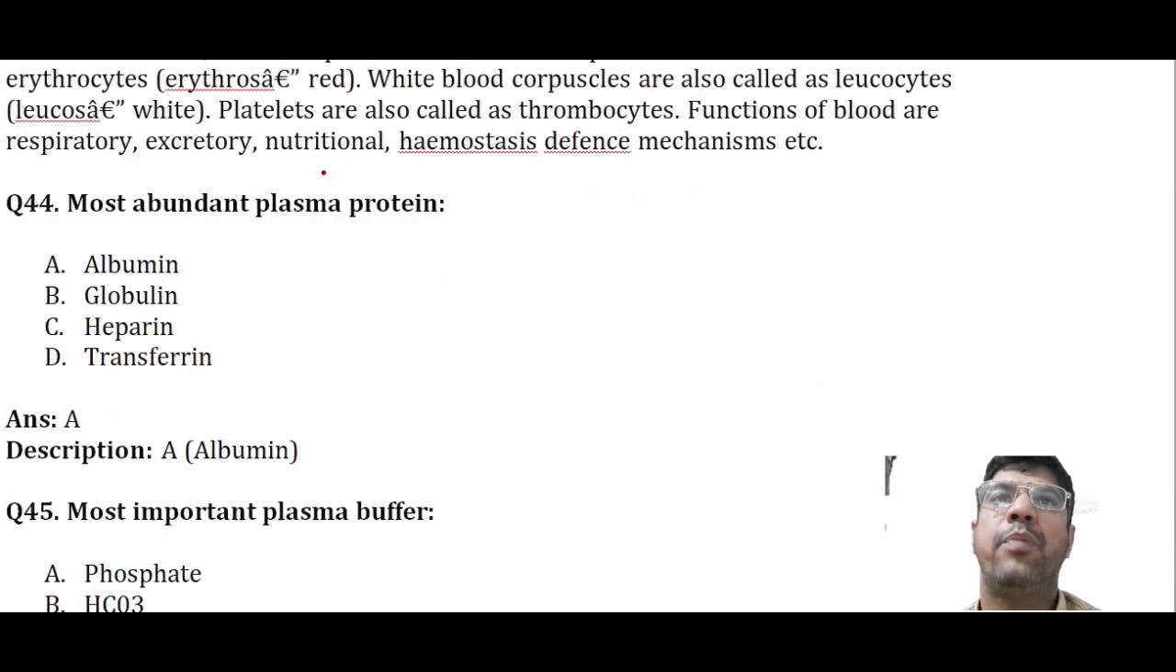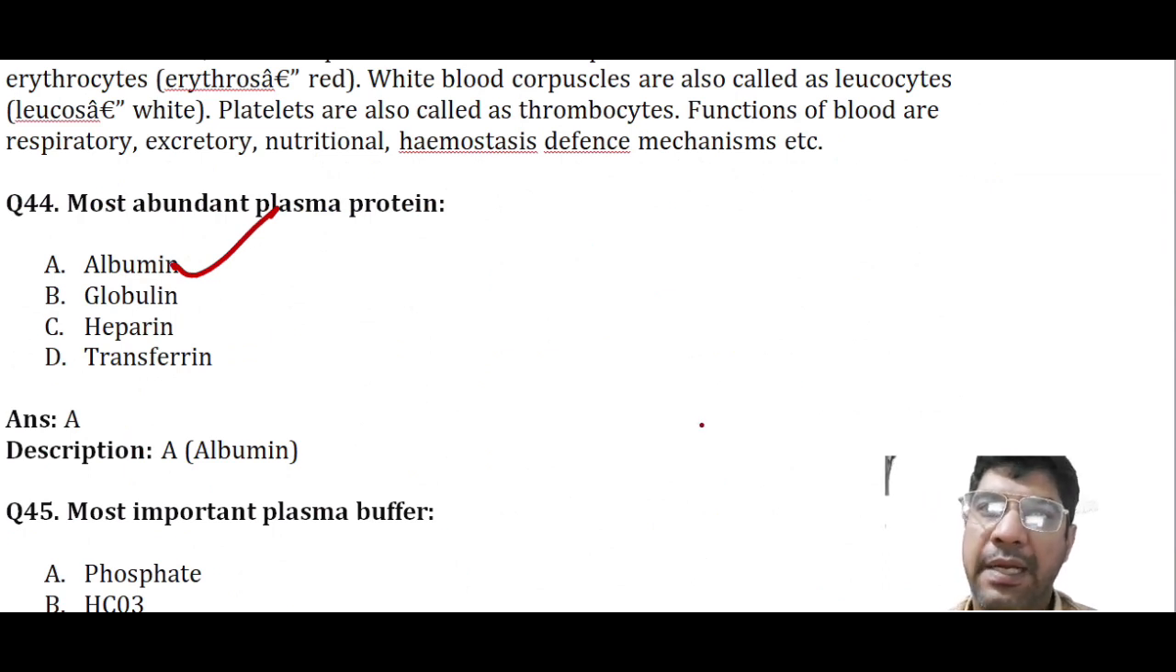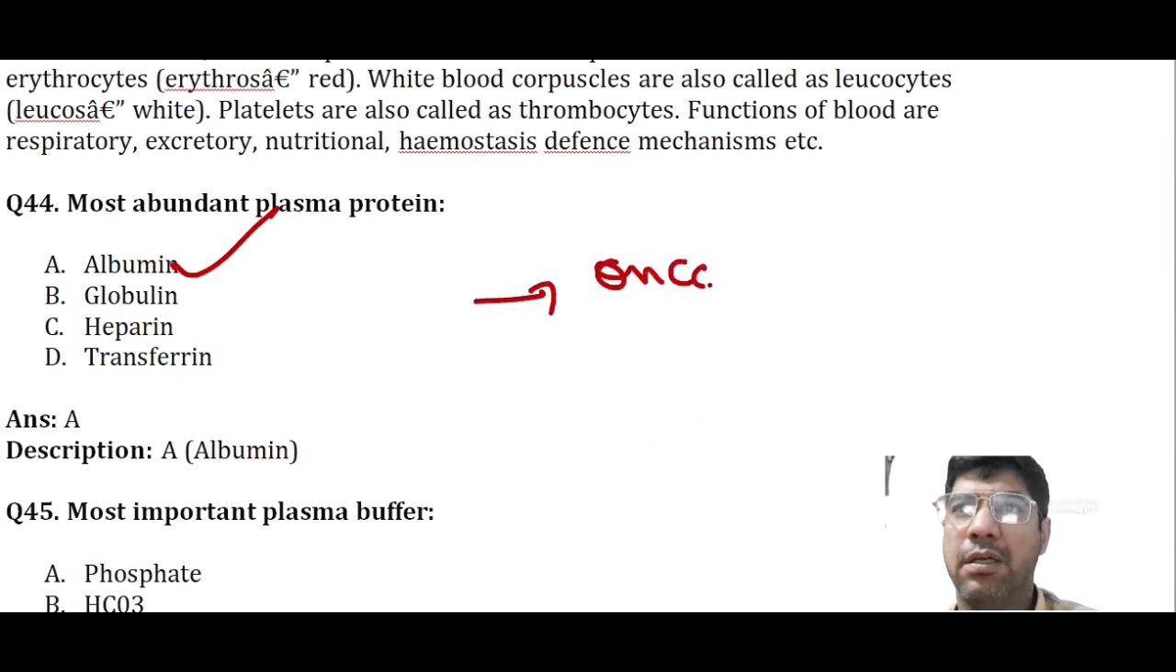The most important plasma protein is albumin. Albumin is a protein that is found in the highest concentration in the blood plasma. It plays a role in maintaining the oncotic pressure of the blood.